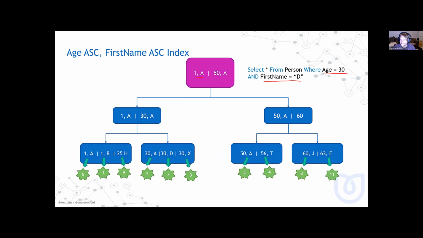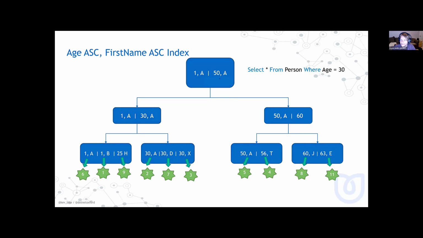So for this, it'll just go down the same structure. It'll go down the left-hand side because it's trying to find 30. It'll then go to the right-hand side because it's trying to find 30 still. And once we've got to 30, it can do this on the intermediate node or in the leaf node, and it matches where the first name's D. So that'll find exactly this number 7 here. So that's an index seek as well.